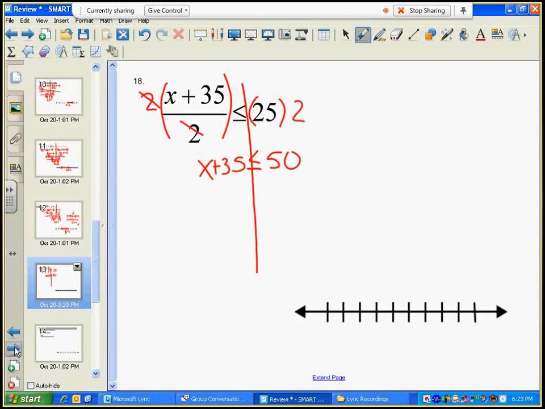And that's easy. I can solve that. So I'm going to subtract 35 from both sides. And I'm going to get x is less than or equal to 15. So less than or equal to, oh, got to include 15. It's closed. And everything that's less than or equal to it.